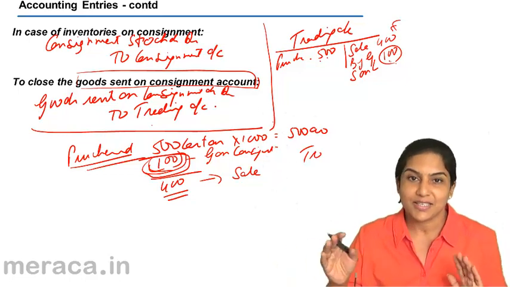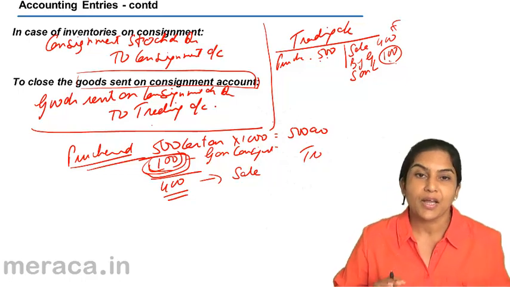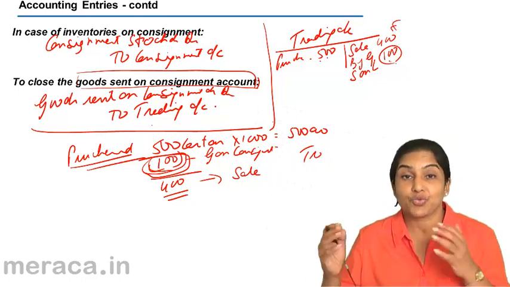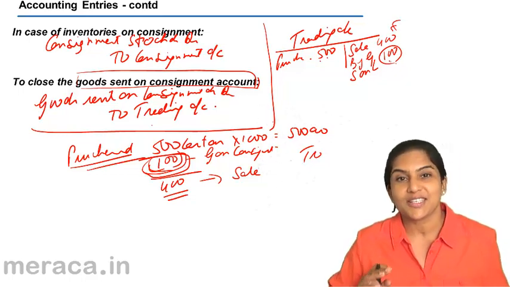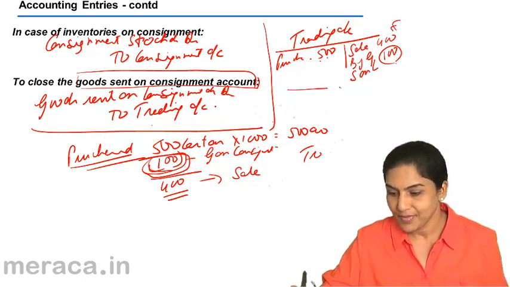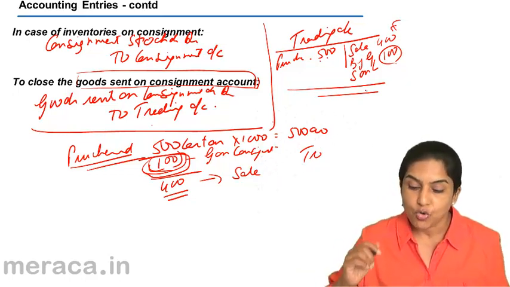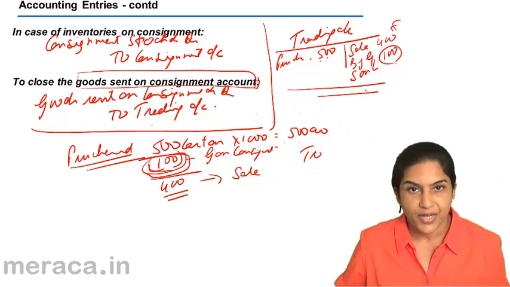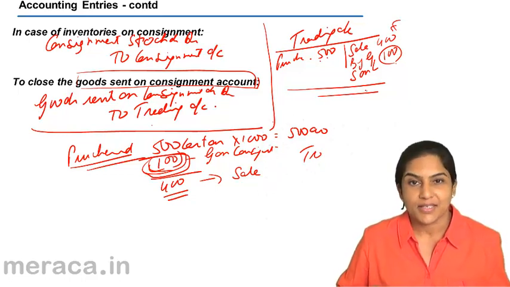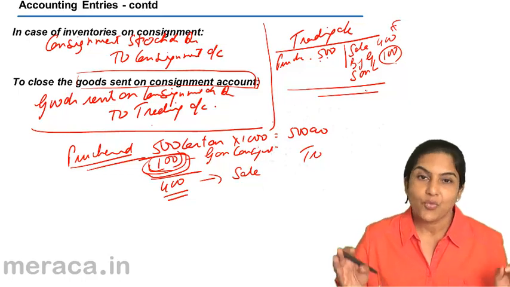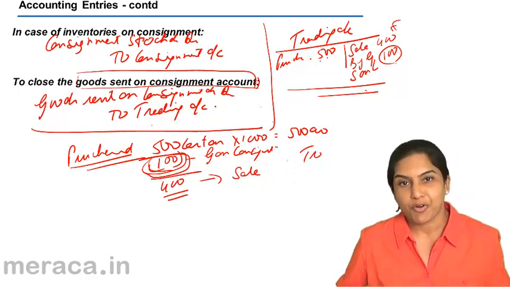cost and sales. The quantity sold is being compared with the cost of the same quantity. So that is why goods sent on consignment is closed by transfer to trading account, so that the correct gross profit can be ascertained in the books of Mukta when she makes her own general trading account and general profit and loss account.